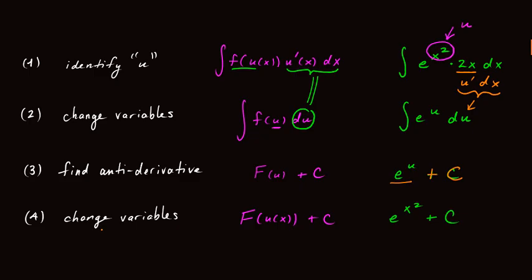And then the fourth step is to change back into the original variables. Something that some people forget is that you can't just leave it like this with u's. We have to go back to the u of x's. So everywhere you see a u, replace it with u of x. In my example of e to the u plus C, replace the u with x squared. So I have e to the x squared plus C. Now I'm back in my variable x, and I have my final answer. Okay, so that's a brief introduction to the method of substitution, and subsequent videos will give you more examples.